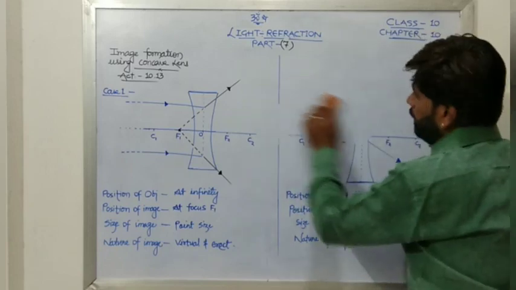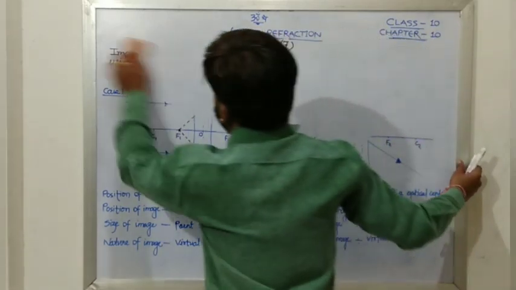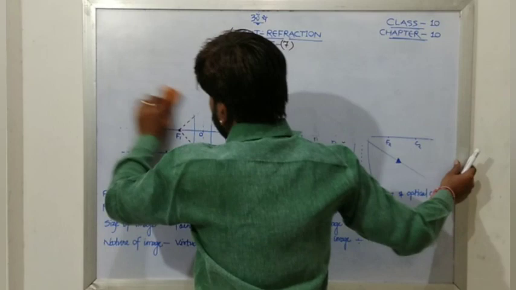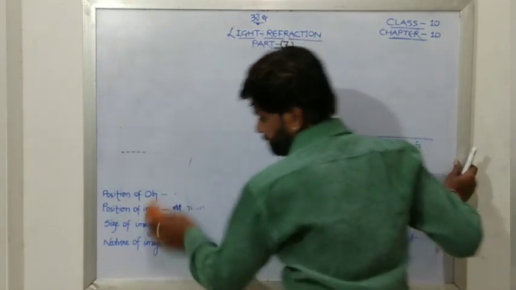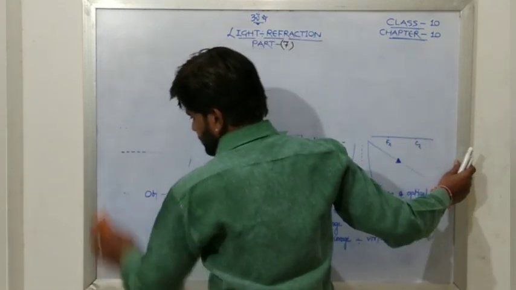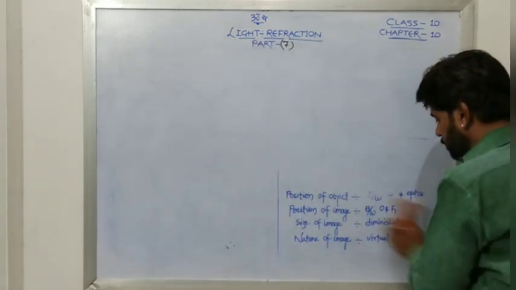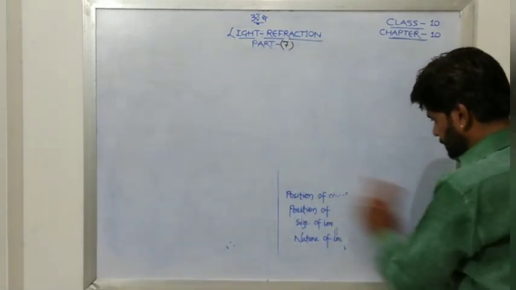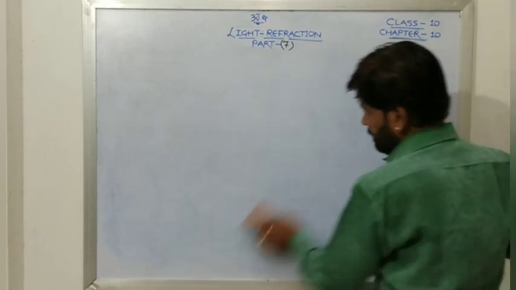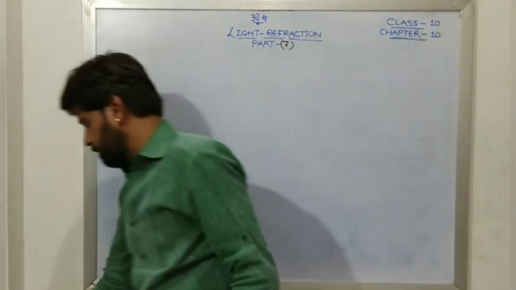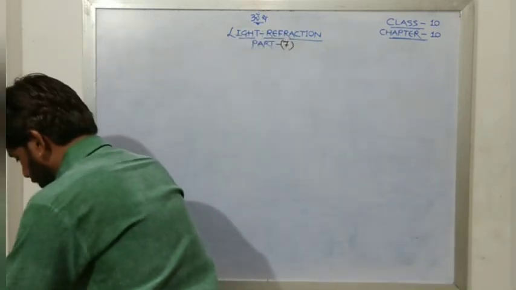Now let us move towards the final topic of this chapter, that is sign convention, lens formula and magnification. Let us begin with the sign convention for spherical lenses.